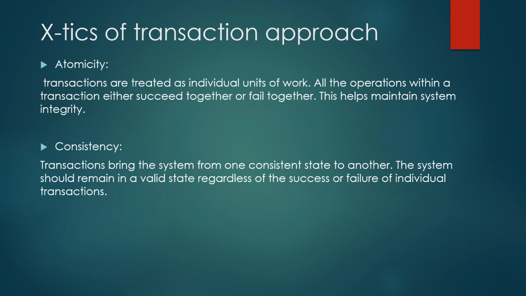So the systems should remain in a valid state regardless of the success or failure of individual transactions. Let's assume there's a rollback that occurred due to, let's say, a system crash or network issues. You went to the mobile money agent and said, please deposit for me 20,000 or 30,000 on top of the 20,000 you have as your balance.